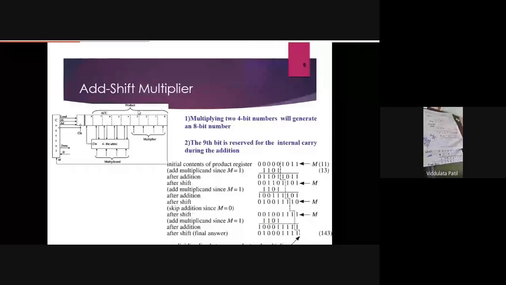You have to add 0 on the left side and shift all the bits in the accumulator by one bit to the right side.